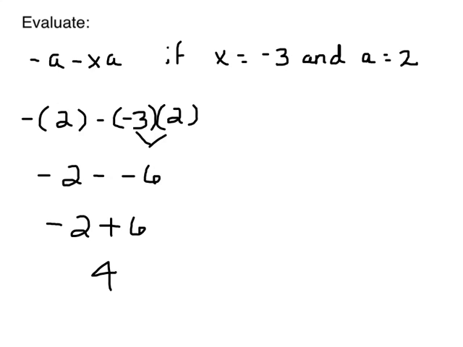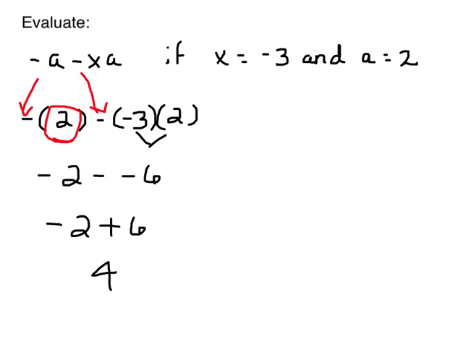Alright, evaluate -a minus x times a. X is equal to -3, a is equal to +2. Now, it is extremely important that when you substitute in the values, that you put them in parentheses, okay, so that you can keep all these other signs straight. A is equal to 2. So I've got 2 here in the place of a, but this is going to stay, okay? This is going to stay.